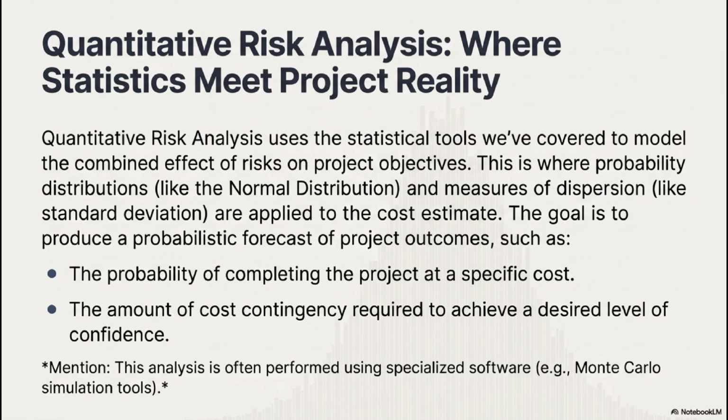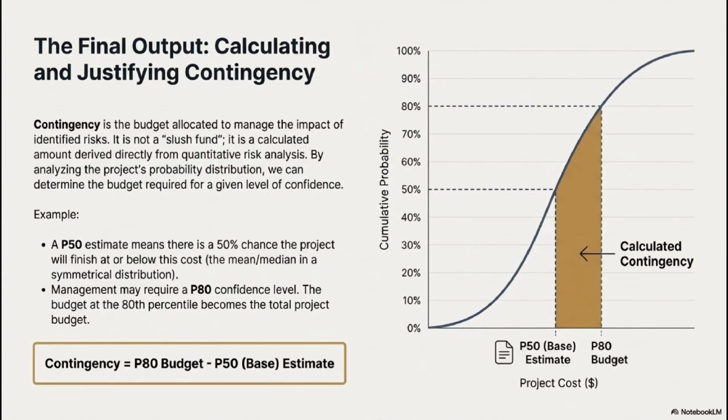And this leads us to the crucial final output: calculating contingency. Contingency isn't a guessing game. It's a calculated, defensible buffer. Let's say our most likely estimate, the P50, has a 50% chance of being met. If management wants 80% confidence, a P80, we look at our probability distribution. The additional funding needed to get from P50 to P80 is our statistical contingency.